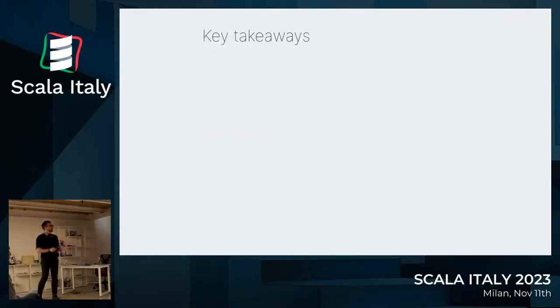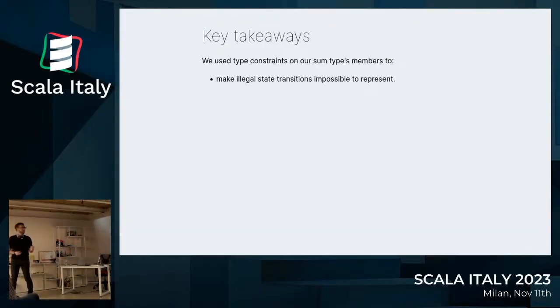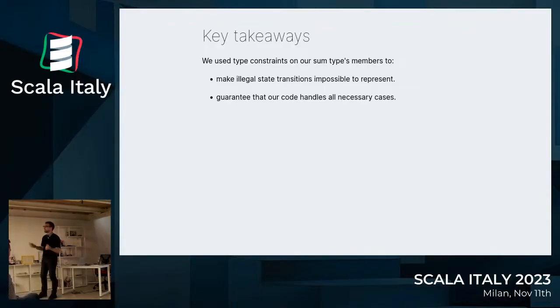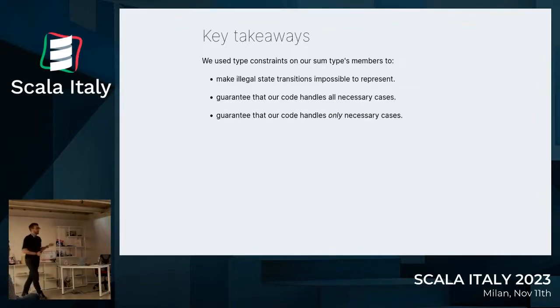And so again, quick break, what we've learned: we have used type constraints on type members to make a legal state transition impossible to represent. We guarantee that our code handles all necessary cases. We can't have unexpected exceptions because we have forgotten to handle a whole branch of our program, which is nice as well. And finally, that our code only handles necessary cases, which, if you're lazy like me, not doing work that you don't need to do is something that's quite nice.